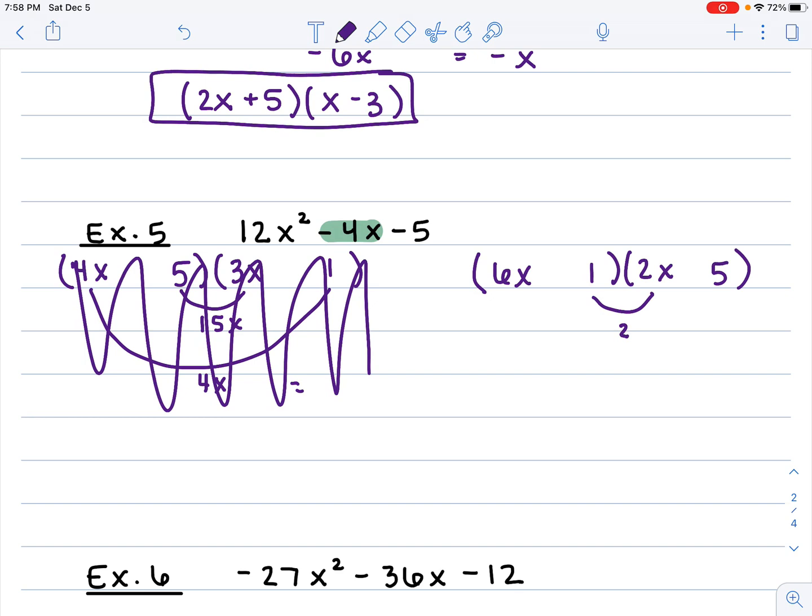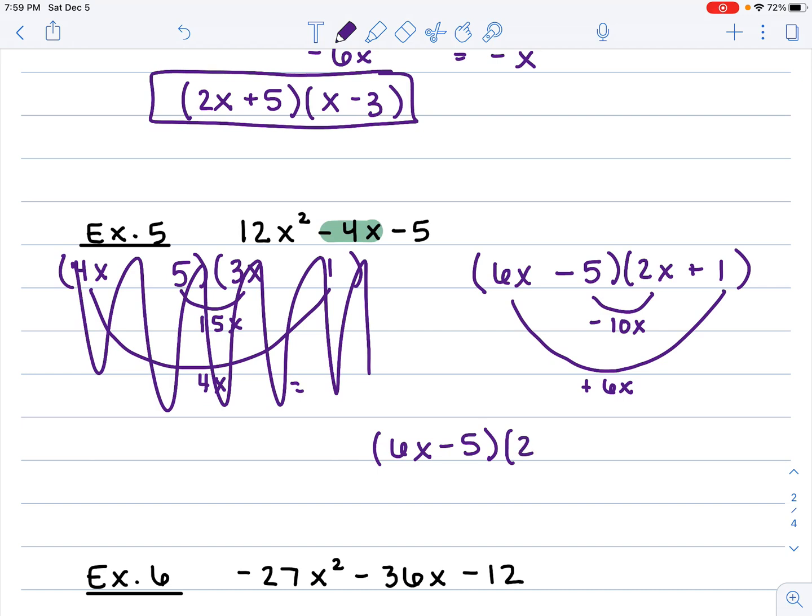All right, I've got 1 times 2x, which is 2x. 6x times 5 is 30x. I don't think that's going to give us that negative 4x. So let's try flip-flopping them. All right, now I've got 10x and 6x. Is there any way to make that into negative 4x? Yeah, I can make the 10x negative and the 6x positive. So it's going to be negative 5, positive 1. So my final solution here is going to be 6x minus 5 times 2x plus 1.